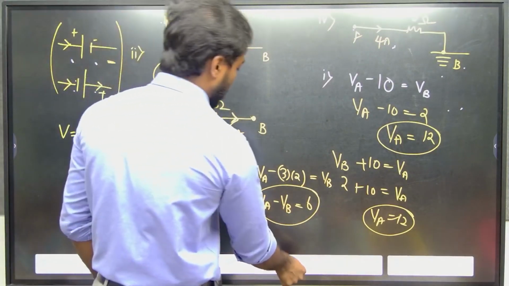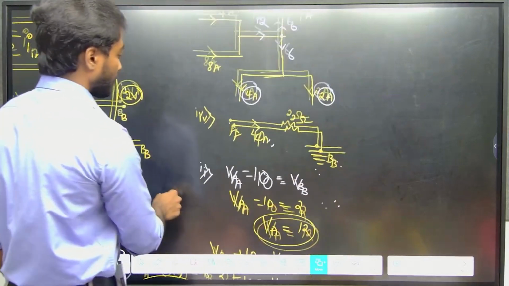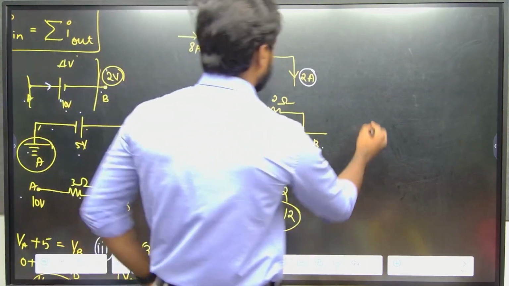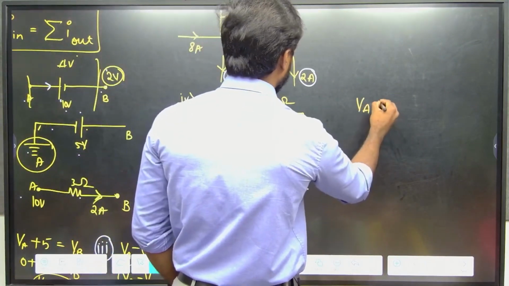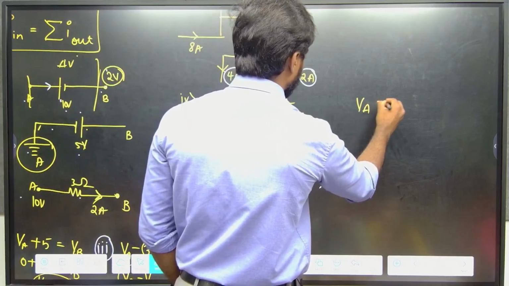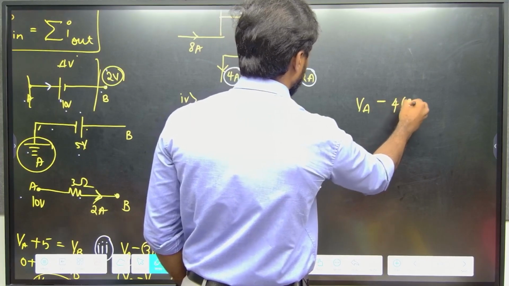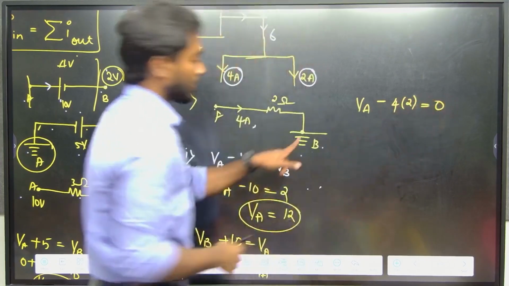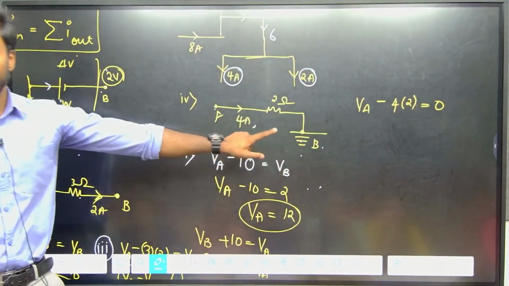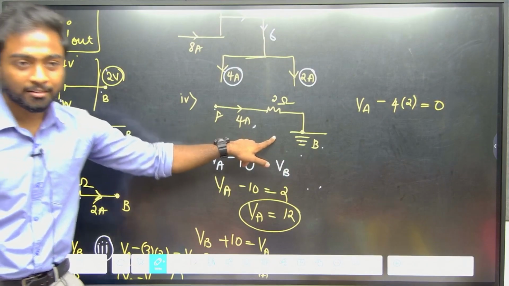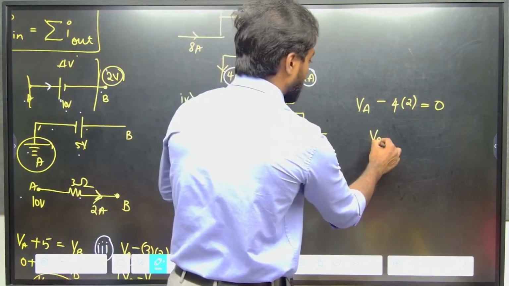And for the fourth one, I will start with VA going in the direction of the current, which means minus 4 times 2 should be equal to 0. Earthing, no? If it is earthing, I should consider that potential as 0. So VA will be equal to 8.